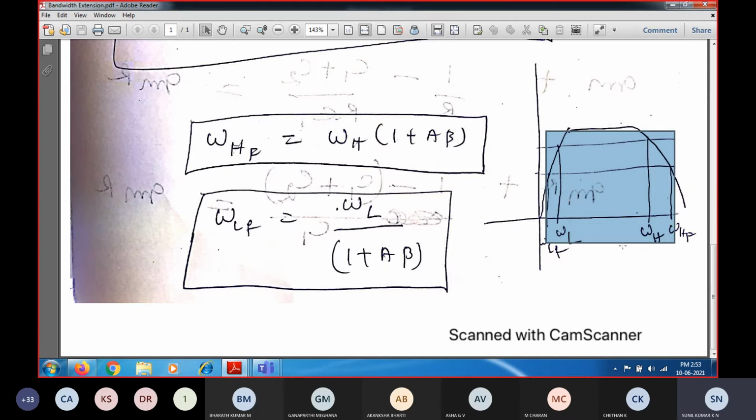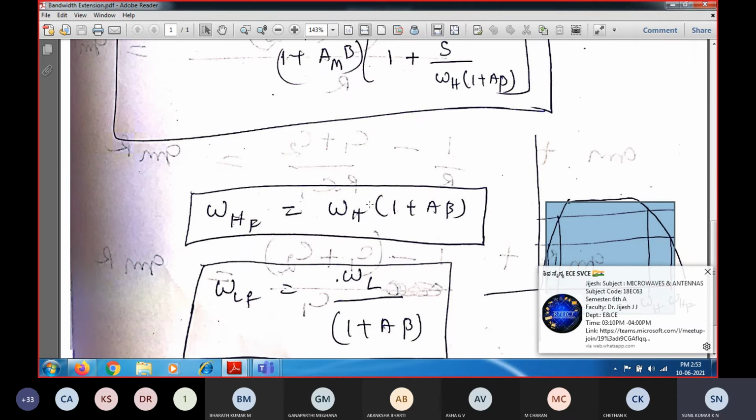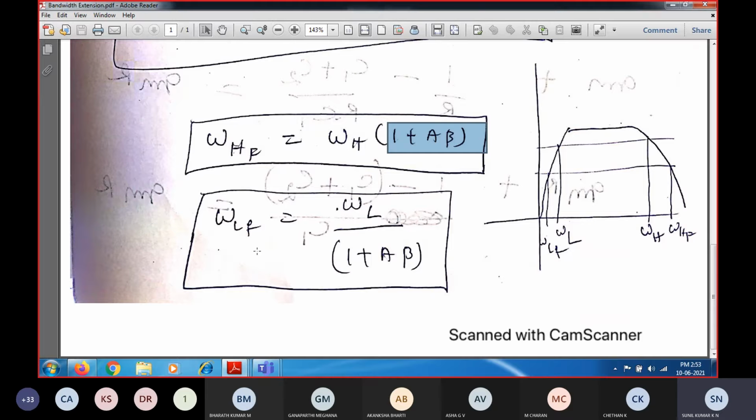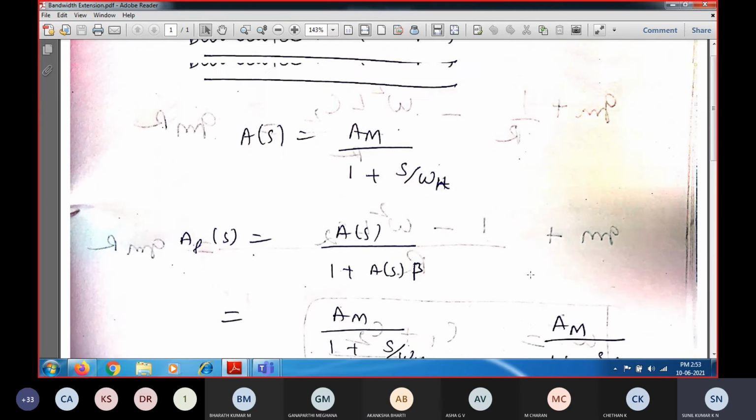So you can see there is an increase in the bandwidth, that is nothing but the bandwidth getting extended. The higher 3 dB frequency is going to increase by a factor of 1 plus Aβ, and for the low frequency transfer function it is going to reduce by a factor of 1 plus Aβ, so that overall the bandwidth of the amplifier is going to increase.